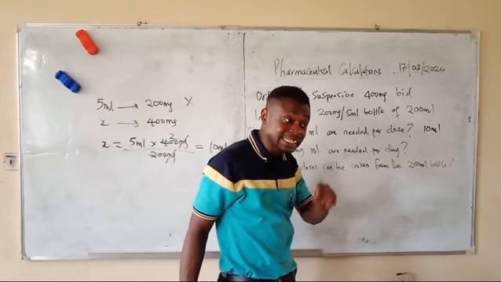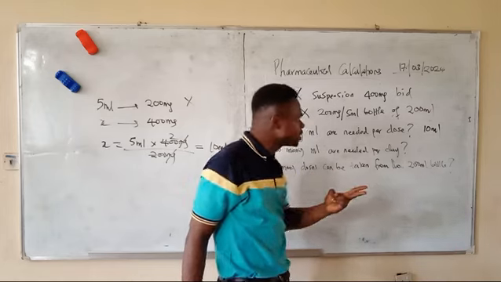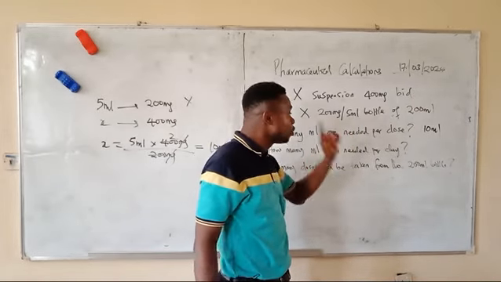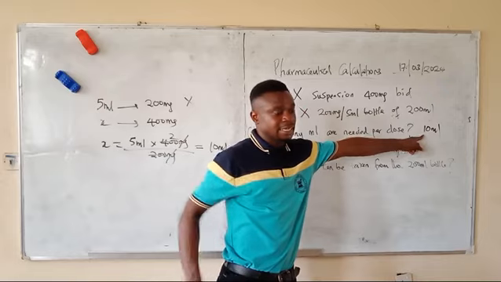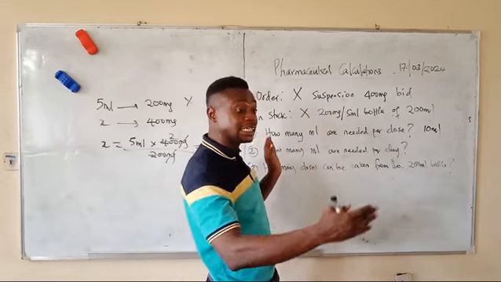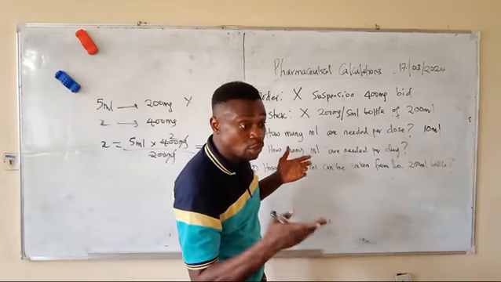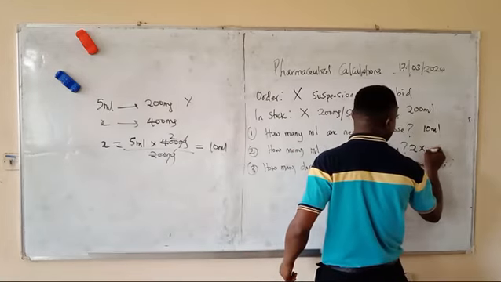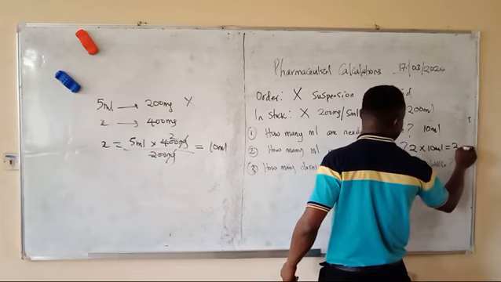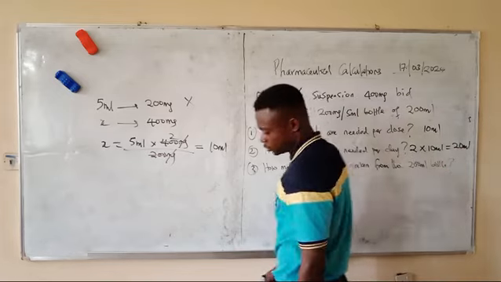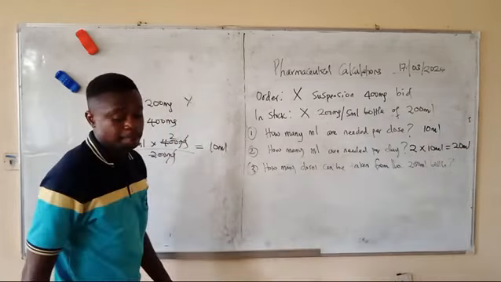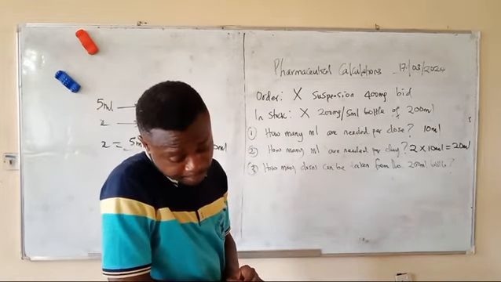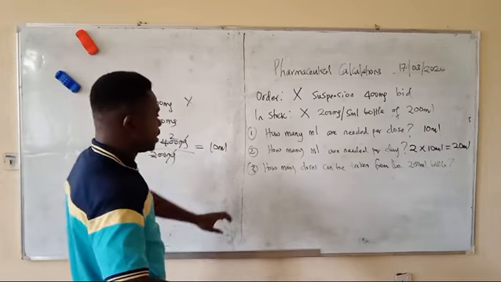How many doses in a day? 2 doses. 2 doses, good. So 2 doses in a day. If it is 2 doses and a dose is 10 ml, that means for a day is 2 times 10, which is what? 20 ml. Is it clear? So simply do 2 times 10 ml, which is 20 ml. Good. Are we together? Yes, sir. Good. Now, let's go to the last question.